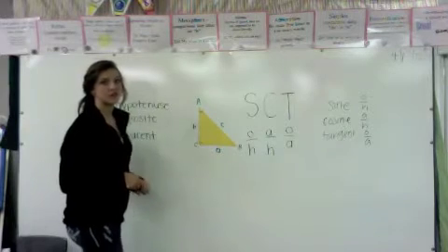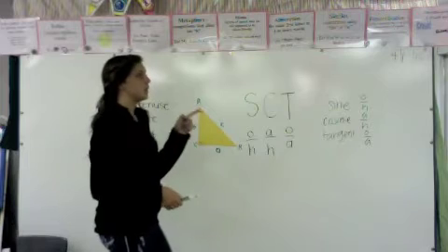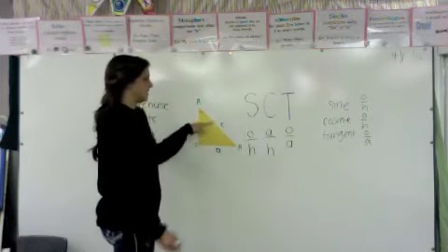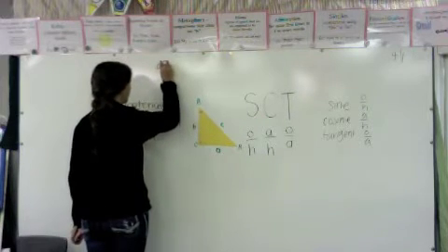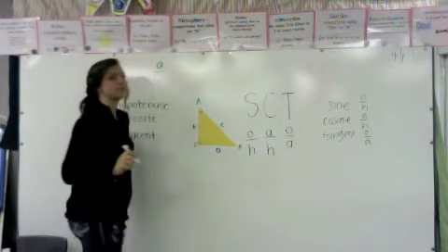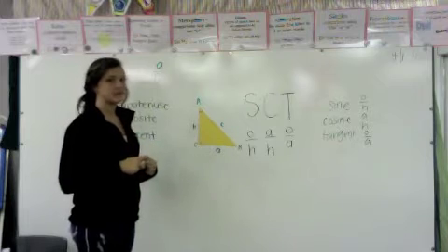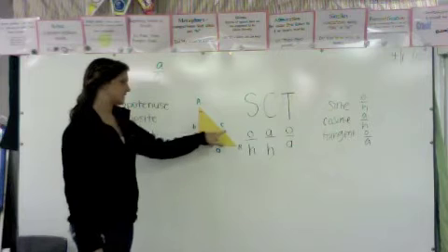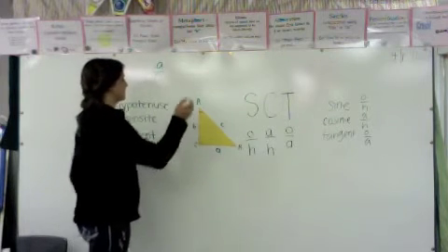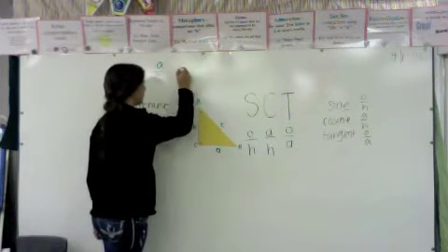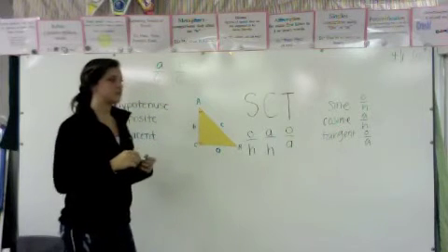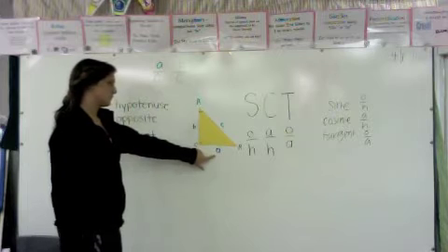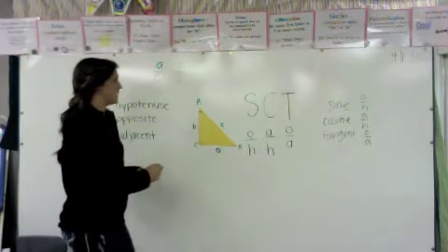If you were trying to use sine for this triangle, you would do opposite over hypotenuse, which is this is opposite and this is the hypotenuse. So it would be A over C. And for cosine, you would do adjacent over hypotenuse. This is adjacent and that's our hypotenuse. So you do B over C. And then for tangent, you would do opposite over adjacent. And this is the opposite over adjacent. So it'd be A over B.